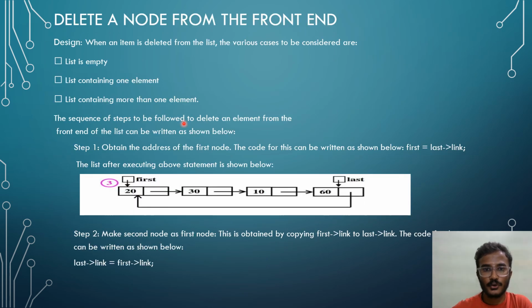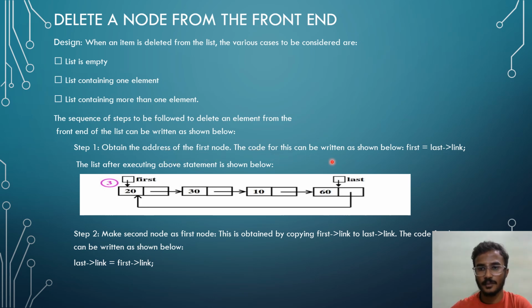Let us jump on to deleting a node from the front end. Design. When an item is deleted from the list, the various cases to be considered are: list is empty, list containing one element, list containing more than one element. The sequence of steps to be followed to delete an element from the front end of the list can be written as shown below. In step 1, obtain the address of the first node.